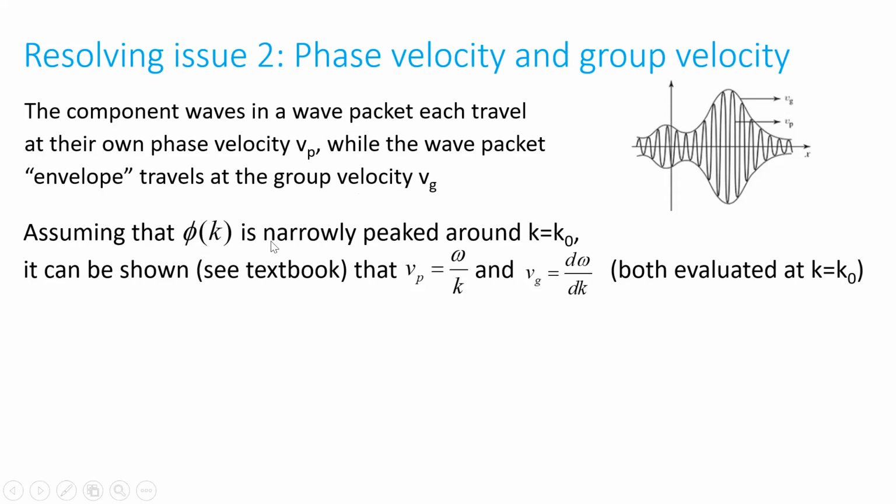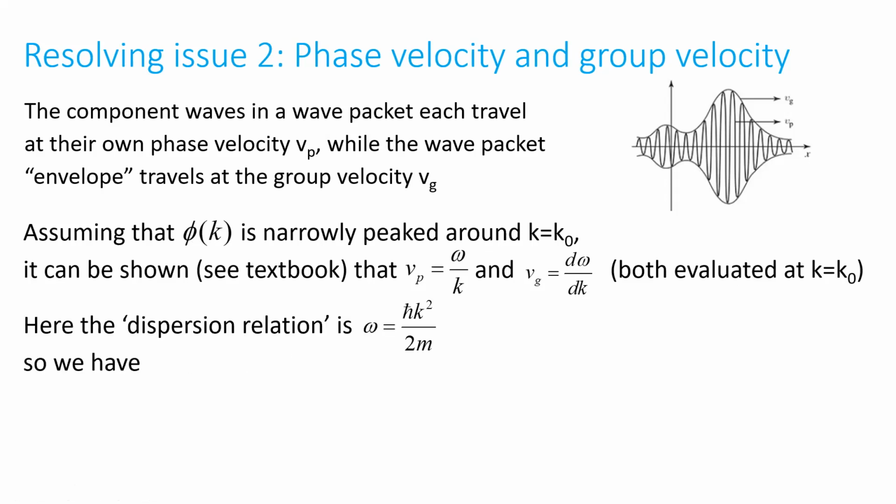So assuming that phi of k is narrowly peaked, it can be shown, and you can see the textbook for the derivation of this, that the phase velocity is omega over k, which you may recognize as a formula for the velocity of a wave with angular frequency omega and wave number k. And the group velocity turns out to be the derivative of omega with respect to k, where omega is thought of as a function of k. And both of these would be evaluated at k equal k0, where the wave numbers are concentrated.